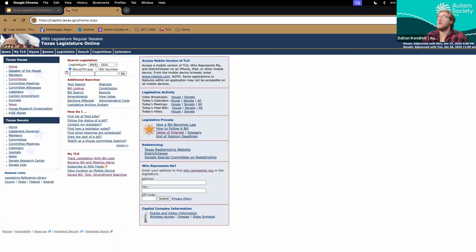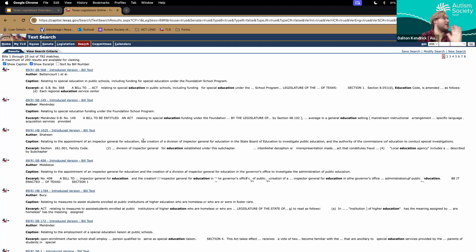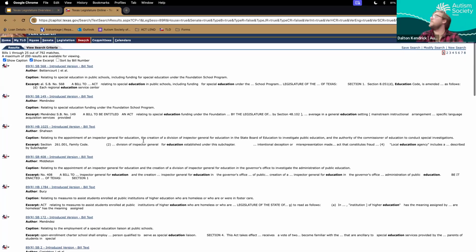Here is where you can search up specific pieces of legislation. So if you ever hear someone go, oh yeah, SB 14, and you're like, I don't know anything about that bill, you can go in here and look it up. So you want to look up, like, education. Oh, let me spell that right. Education, and hit go. It'll bring up any text where the word education comes up in the bill.